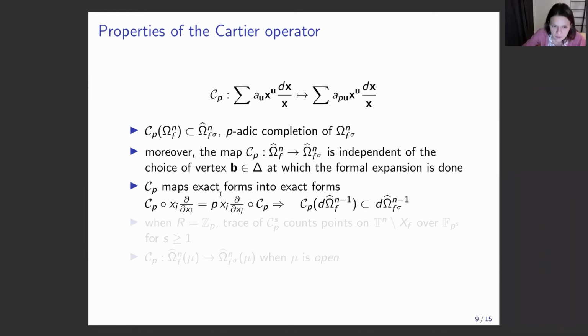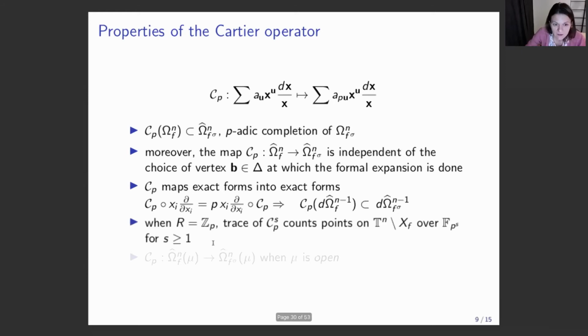Next, this Cartier operation maps exact forms into exact forms, so it descends to the quotient by exact forms, which is like Dwork cohomology. The reason is just from this formula, one can see the following commutation relation. It doesn't commute with partial derivatives, but there is this multiplication by p. Then if our ring is Z_p, for example, in this case, traces of powers of the Cartier operation are well defined, and they count points on the complement of the hypersurface over the extensions of the field F_p. And another property is that when mu is an open set in our finite topology, so the complement of mu is a union of faces, the Cartier operation maps differential forms supported in mu to differential forms supported in mu.